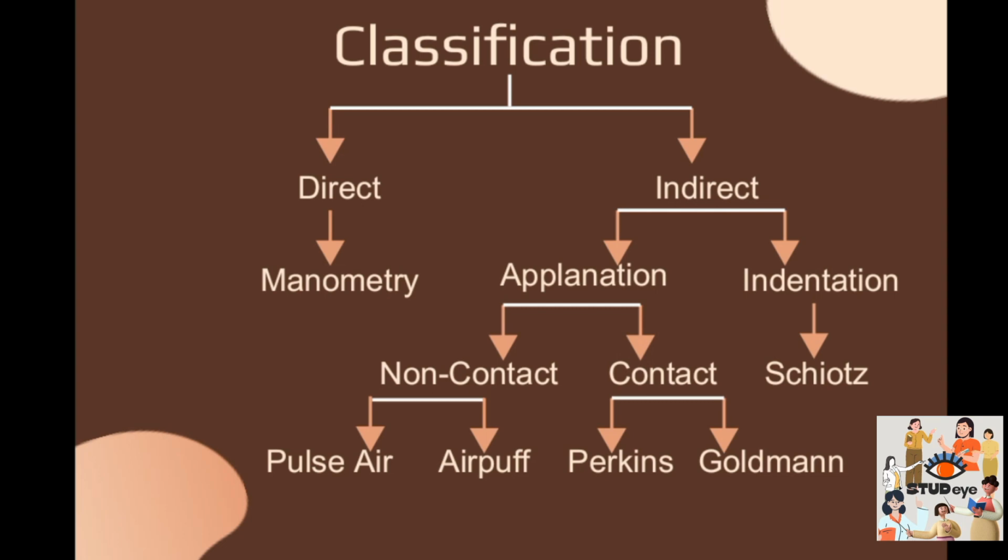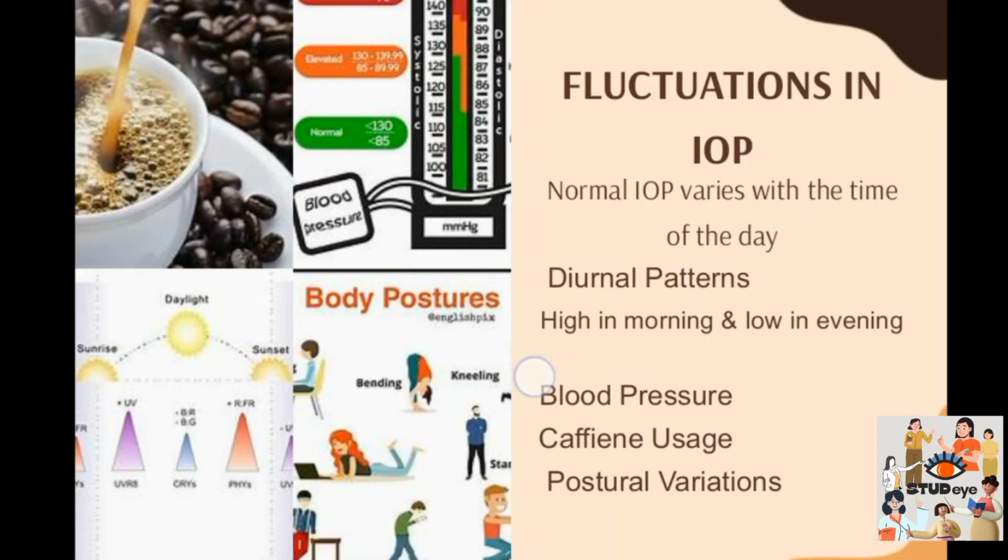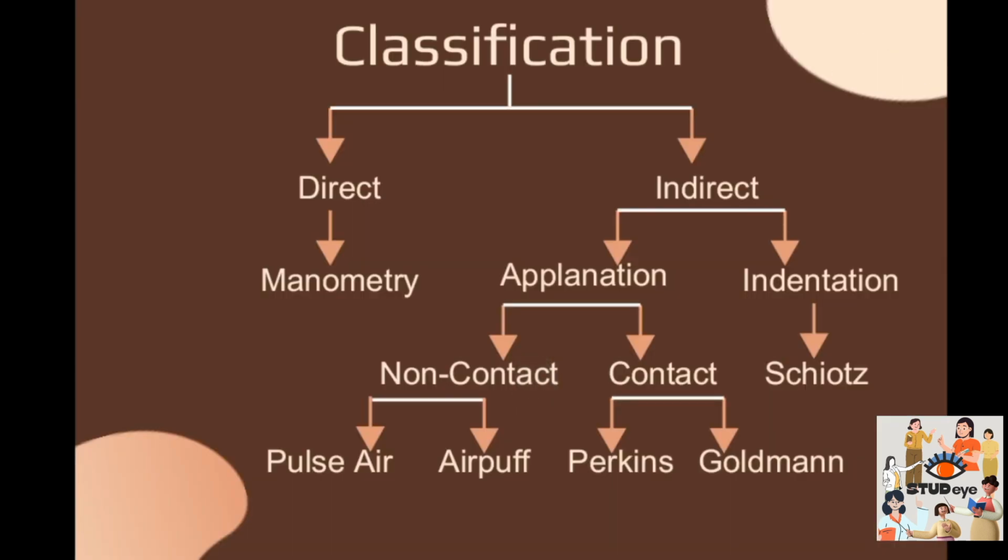Now the important thing is the classification of tonometry techniques, right? Tonometry is divided into two methods: the direct method, where you are directly measuring the IOP, and the indirect method. The direct method involves a technique which is manometry.